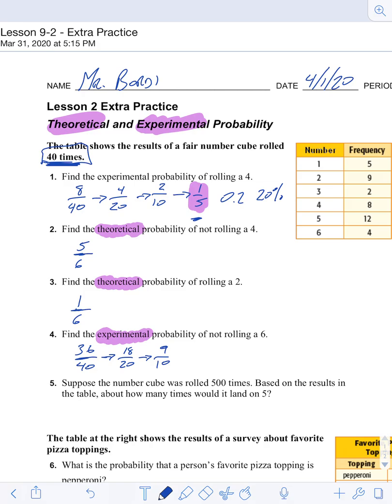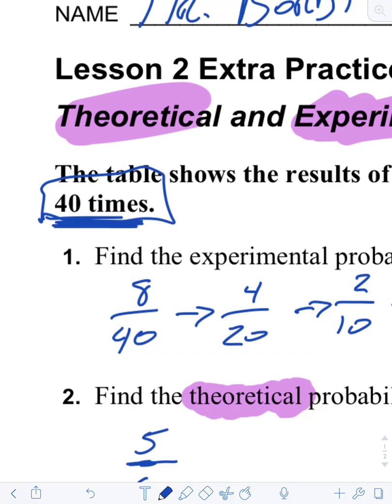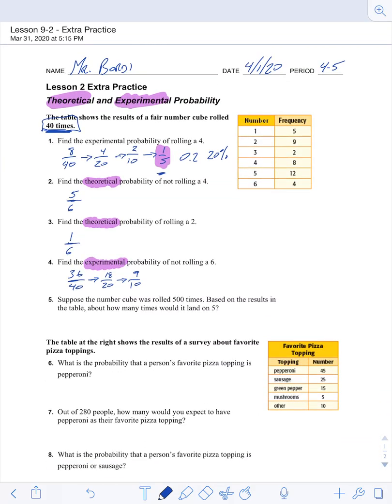Okay. So to figure this out, anytime I have to predict, you're going to have to do this a few times in your homework. It's going to ask you to predict or figure out a different number of times than what we actually did here. Okay. So what you're going to do, please pay very close attention here.